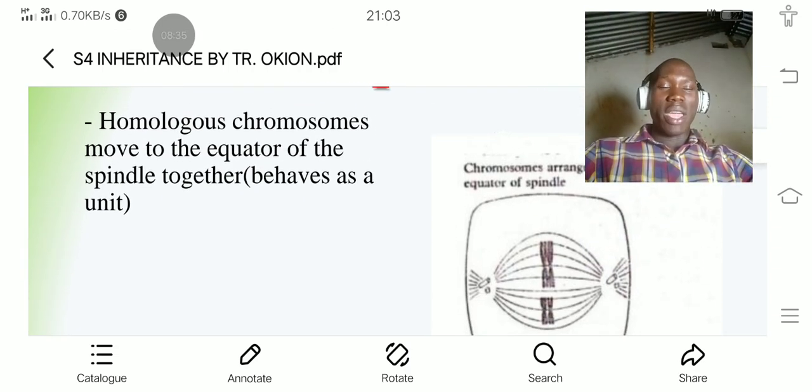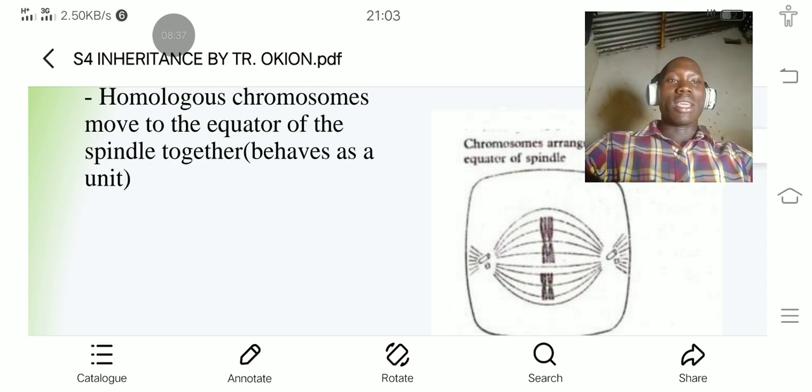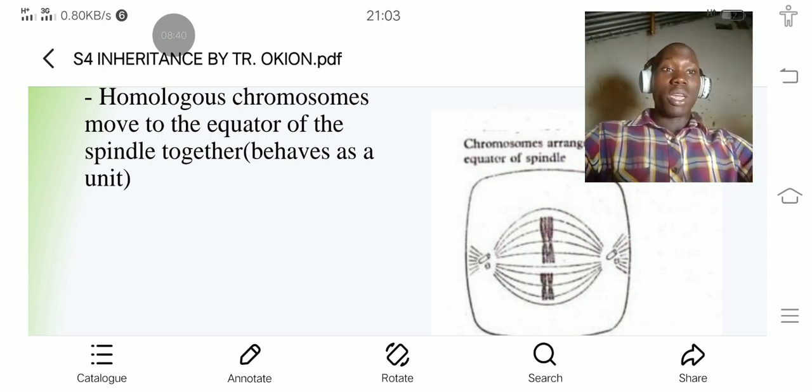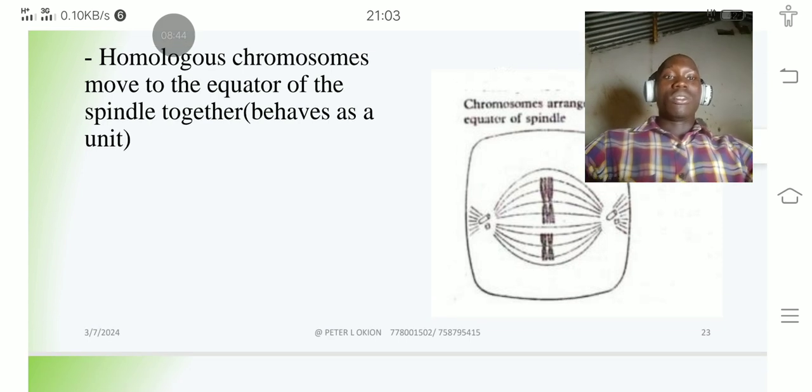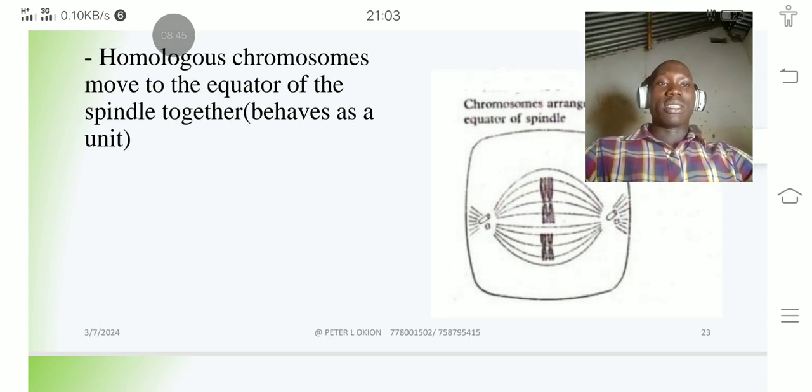That is mostly metaphase. We are just giving a summarized way of how we can go about this meiosis. So this is what occurs in metaphase.